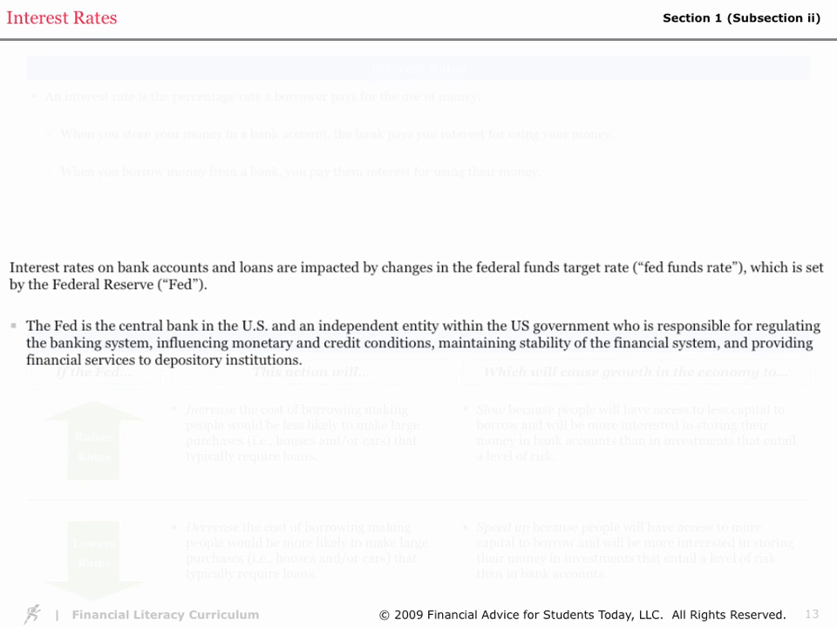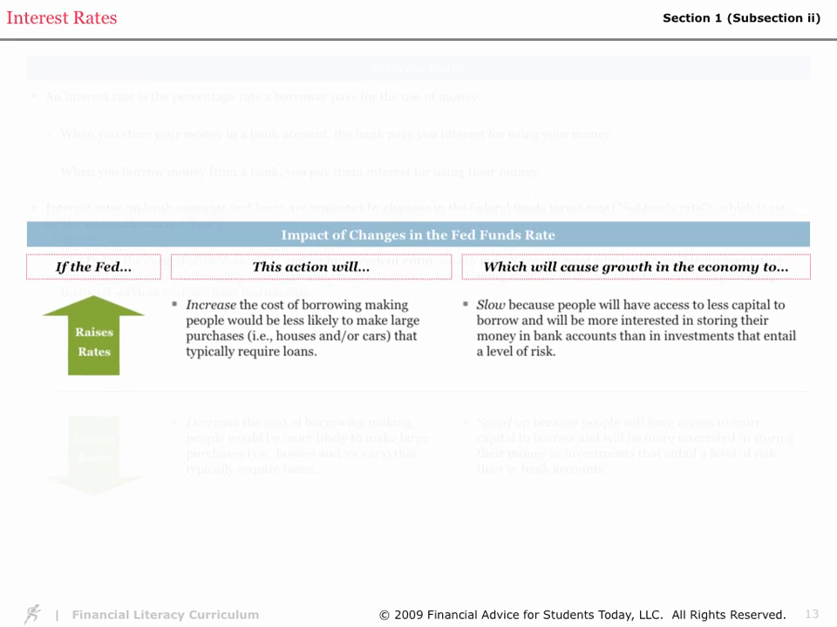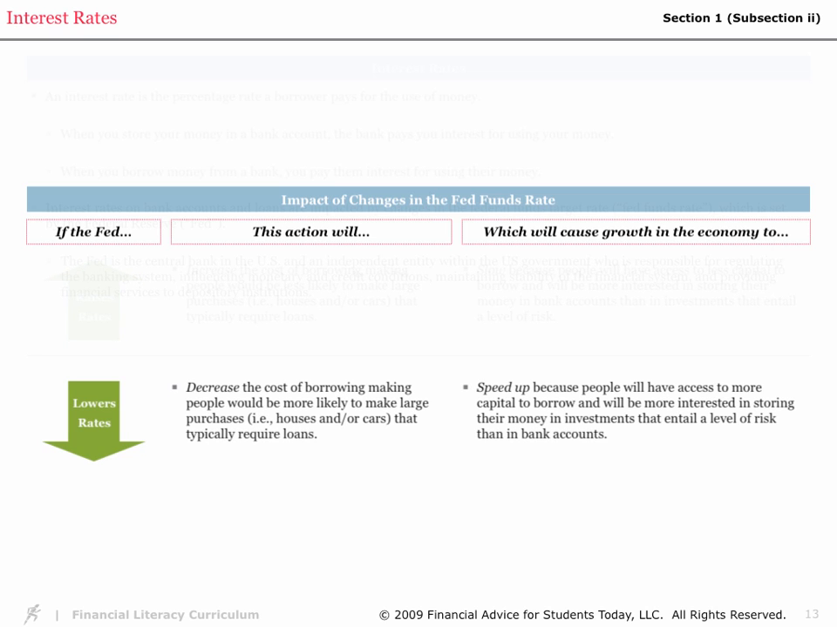The Federal Reserve changes this rate to either slow down or speed up growth in the economy. If the Fed raises the Fed funds rate, then the cost of borrowing money will increase, which will make people more likely to save money rather than borrow money. If the Fed lowers rates, the cost of borrowing money will decrease, which will make people more likely to make large purchases that typically involve borrowing money instead of saving money with a bank.